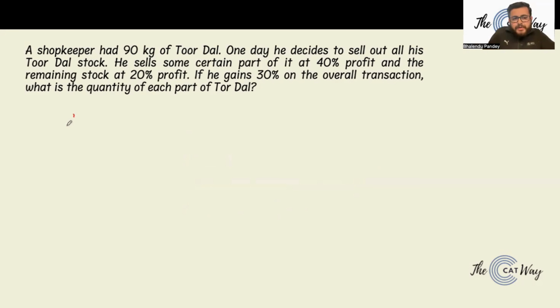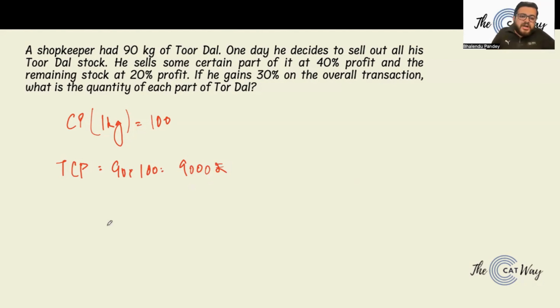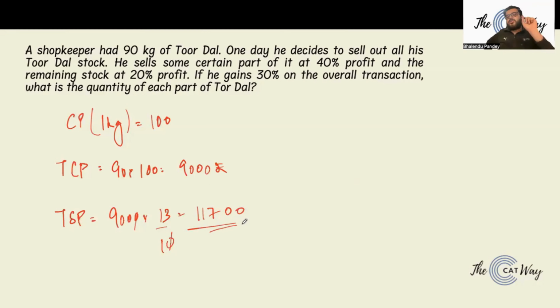Right? So let's say the cost price of 1 kg of tur dal is rupees 100. So the total stock that he has, or the total cost price, is 90 multiplied by 100. That is 9,000 rupees. Correct? Now to get a profit of 30%, the total selling price should be equal to what? 9,000 multiplied by 13 by 10, because 30% means 3 by 10 and the multiplying factor will be 1 plus 3 by 10. So this becomes equal to 13 into 9, 11,700. So the total selling price that he is looking at is 11,700.